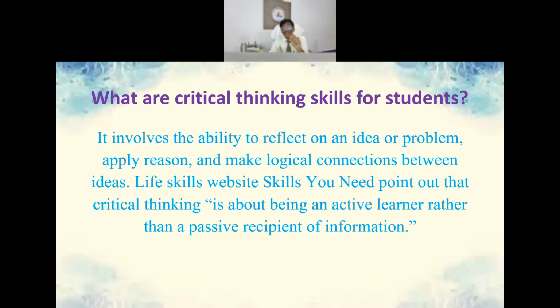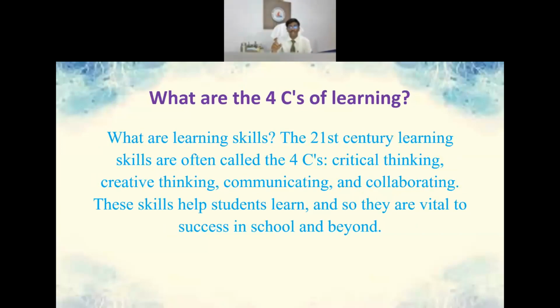So we have a challenge. What is the challenge? Mainly three kinds of children: above average, average, and below average. We have to carry all of them, and if we are not able to carry them, they will run away from us. So this is very important: being an active learner rather than a passive recipient of information.